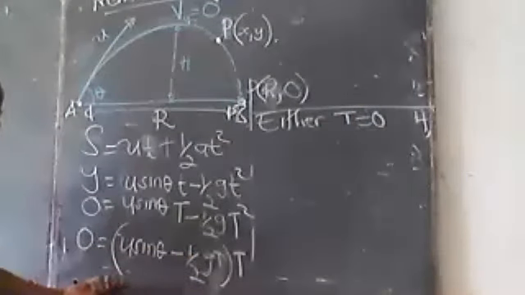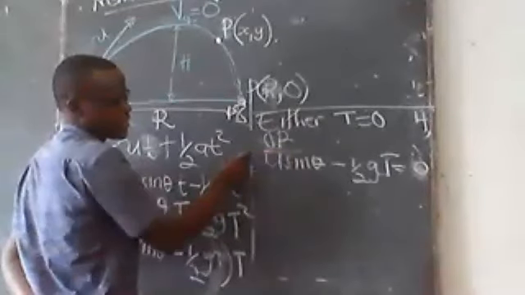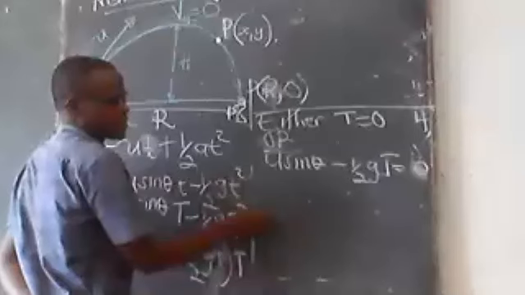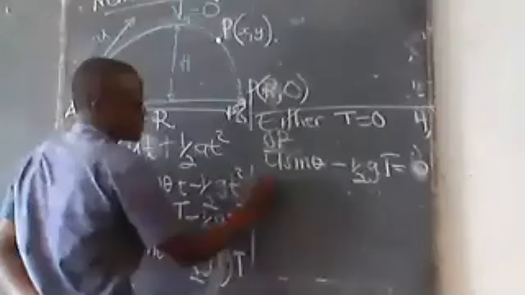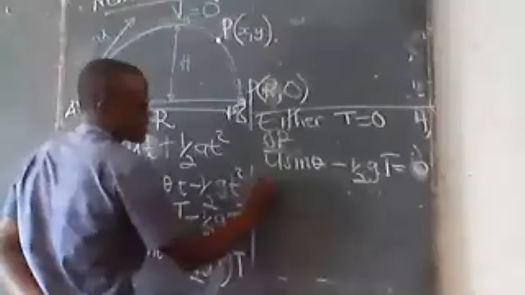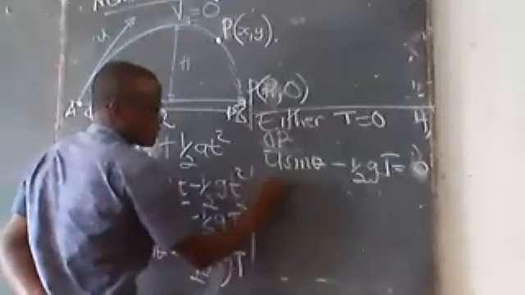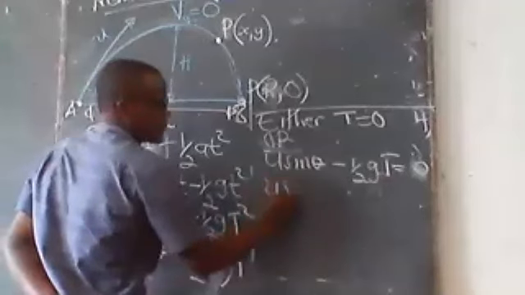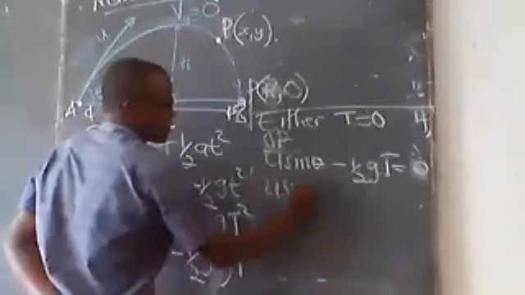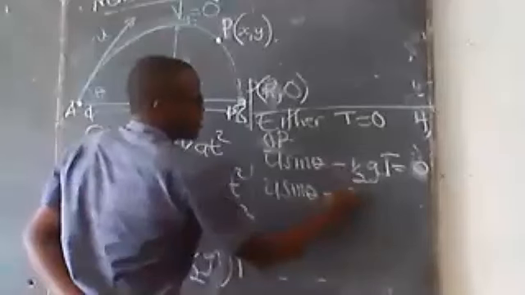From the second equation, I think I can make capital T the subject. I can have u sine theta equals g t out of 2. So if I cross multiply, I get what? Those who are following. T equals 2u sine theta out of g. So that is the time of flight. This one is the time taken.